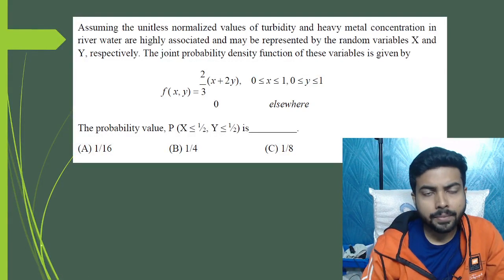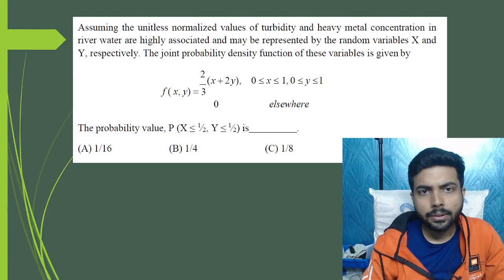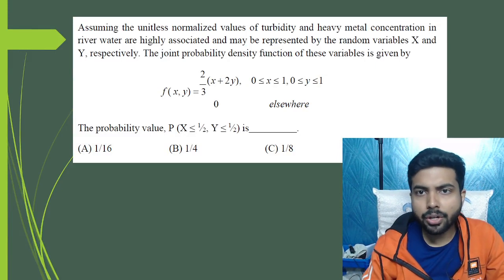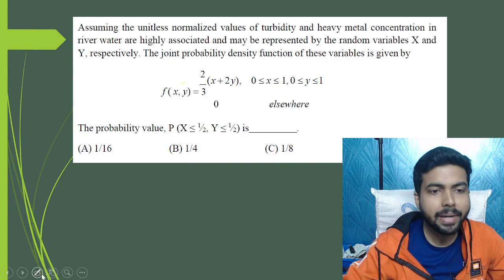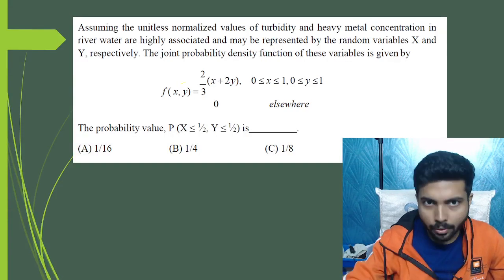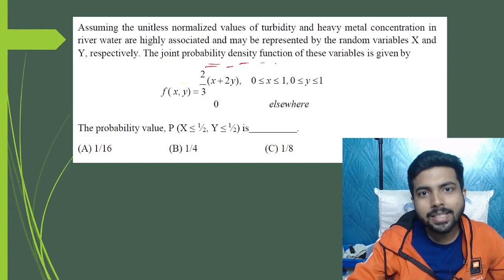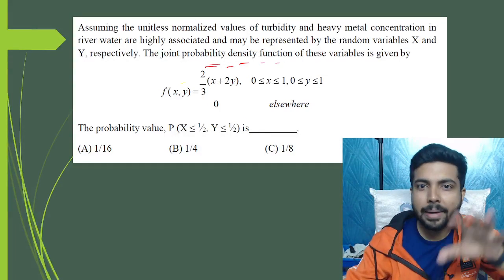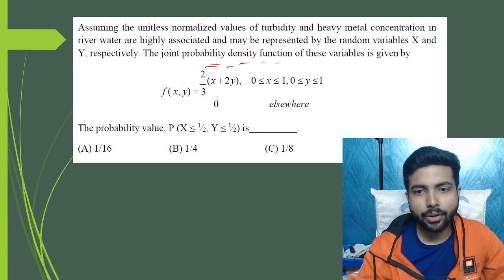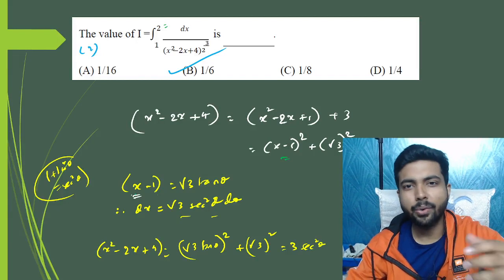Let's see. Assuming the unitless normalized values of turbidity, okay, fine. The joint probability density function of these variables is given by this particular expression, and we need the probability value of this. You know that PDF here is not the document format; it is probability density function, which gives you the value of the probability for a particular function. Using it you find the probability values, right?